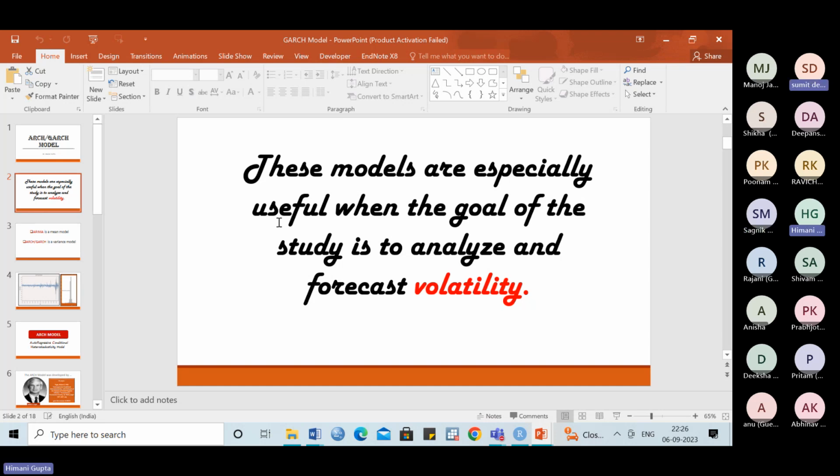Okay, ma'am? Can we move to this ARCH and GARCH? Thank you, ma'am. Any doubt, if you are having any till now?